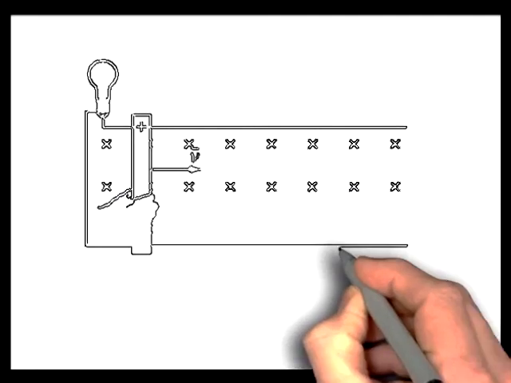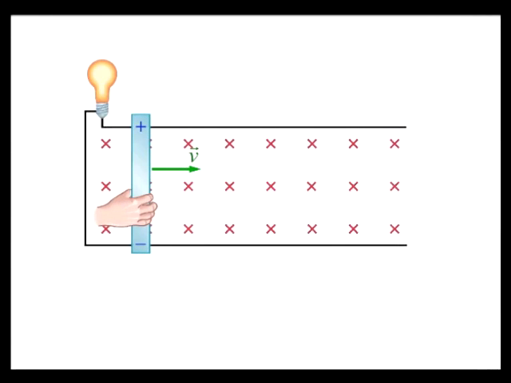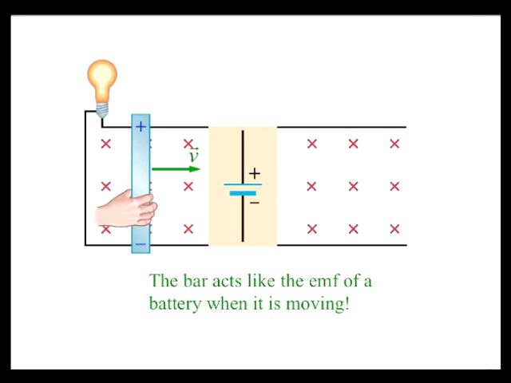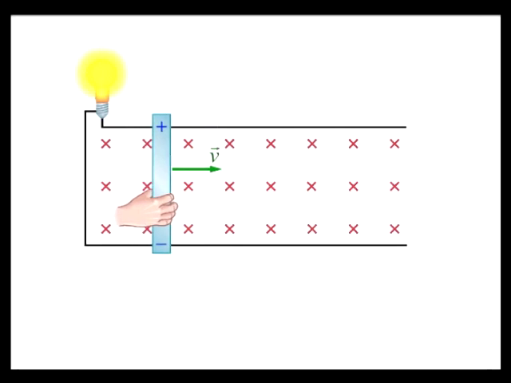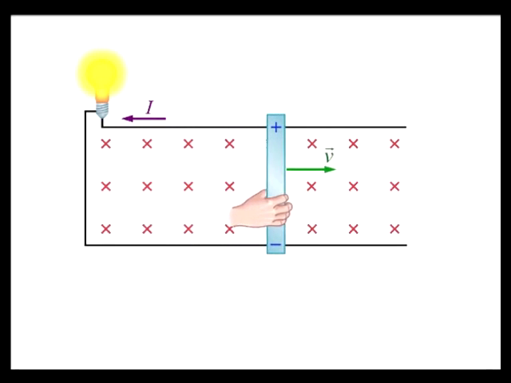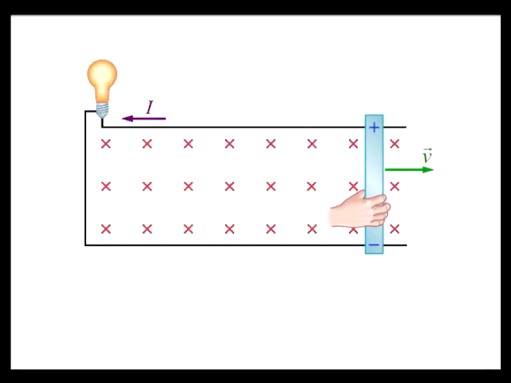Suppose now that the rod is sliding on conducting rails that form a part of a closed circuit, and L is the length of the rod between the rails. Since the moving rod possesses an EMF, it acts like a battery in a complete circuit. Due to the EMF of the rod, electrons flow in a clockwise direction around the circuit. Positive charge would flow in the direction opposite to the electron flow, so the conventional current I flows counterclockwise and lights the light bulb.